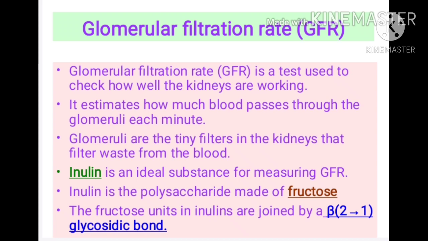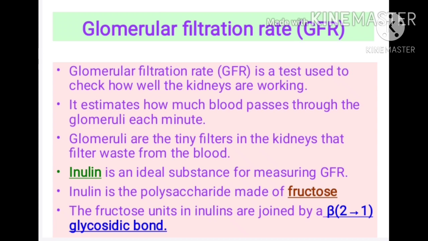What do you mean by polysaccharide? Polysaccharides are carbohydrates made up of several monosaccharide units. What do you mean by monosaccharide? Monosaccharides are the simplest carbohydrates which cannot be further hydrolyzed into simpler units. So the polysaccharide inulin is made up of the monosaccharide fructose. In inulin, fructose units are held together by a glycosidic bond known as beta-2,1 glycosidic bond.